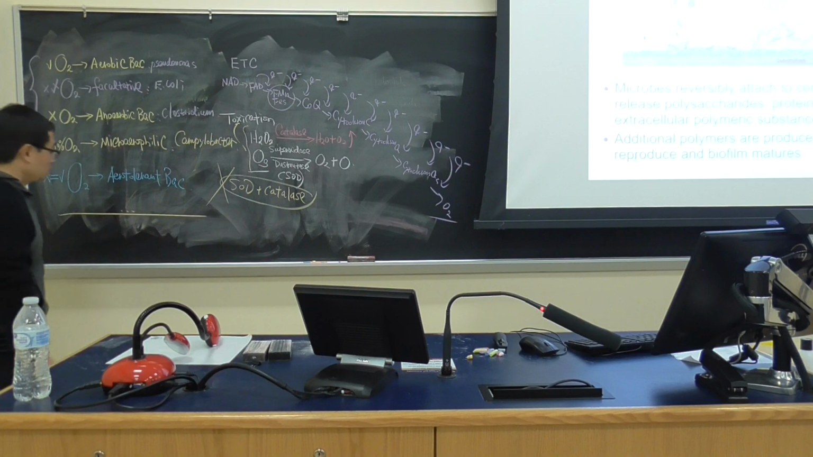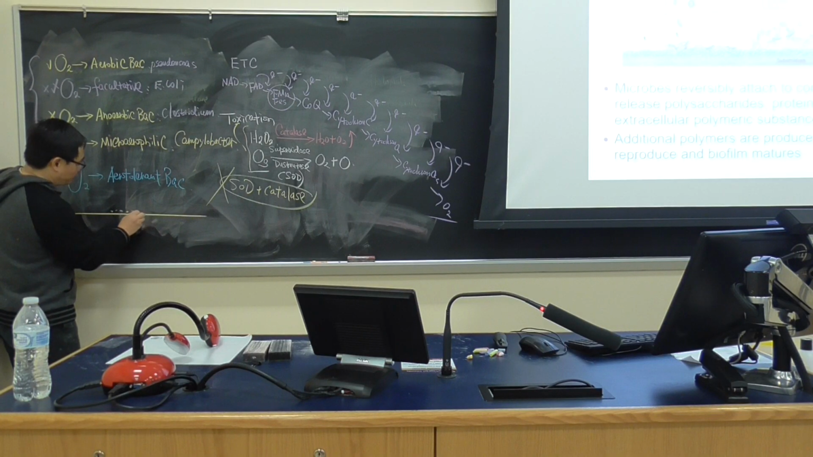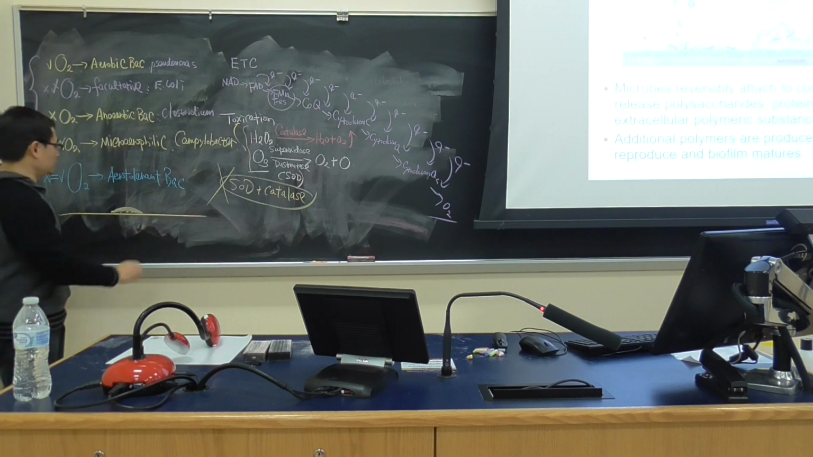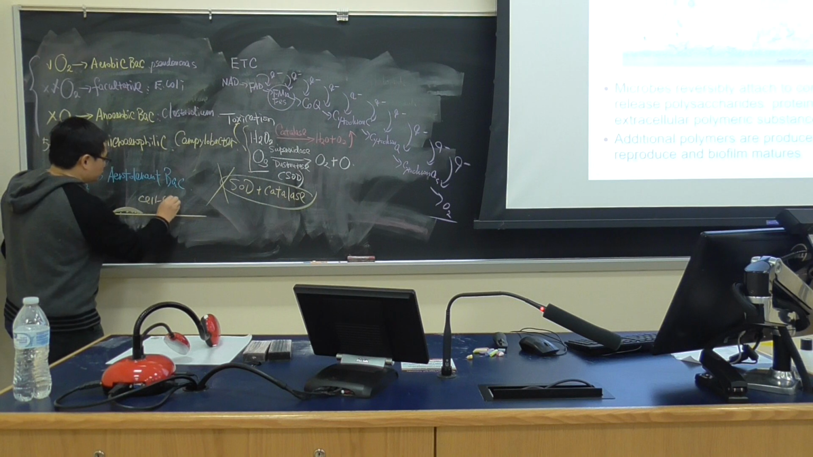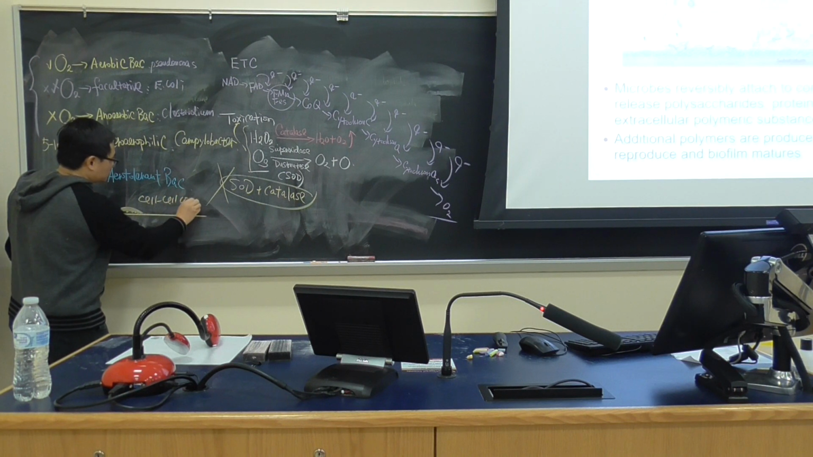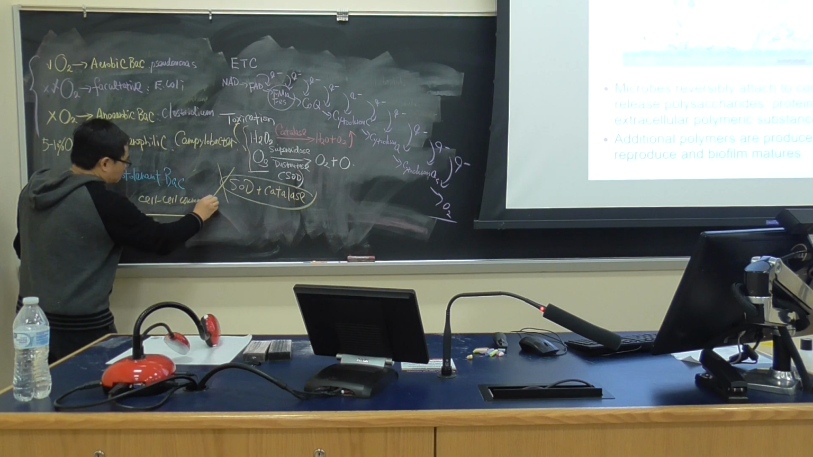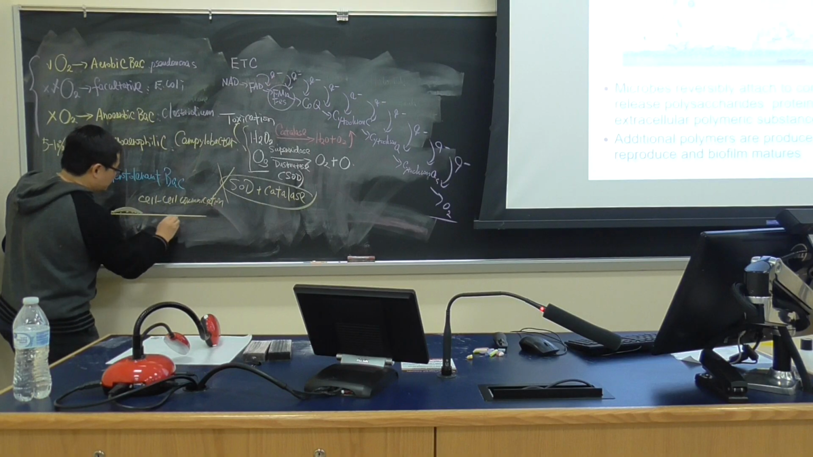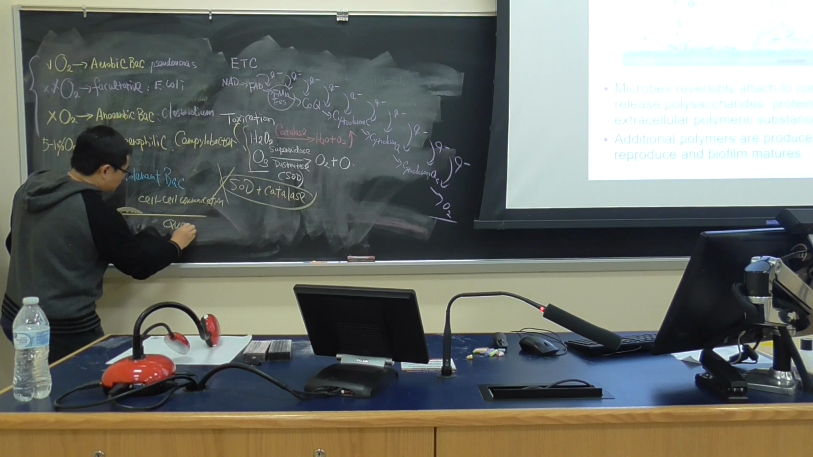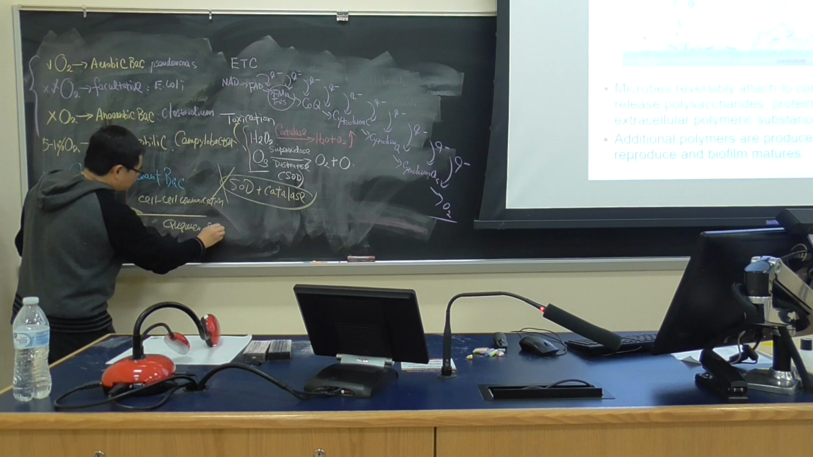What happened? Those bacteria in a poor nutrition area are going to accumulate. And then they go through cell-to-cell communication. We call it quorum sensing.